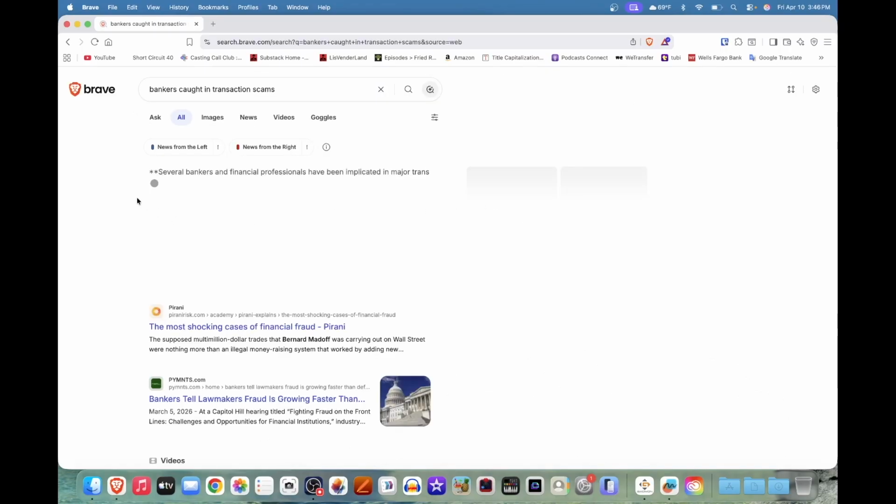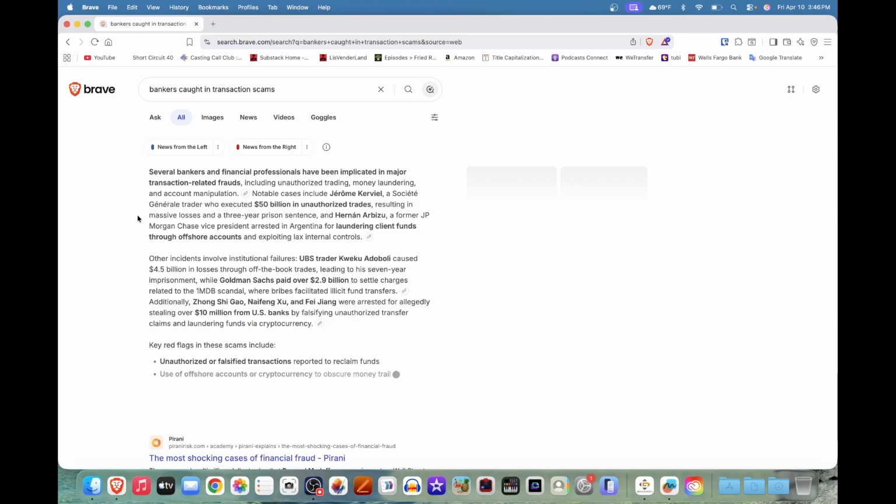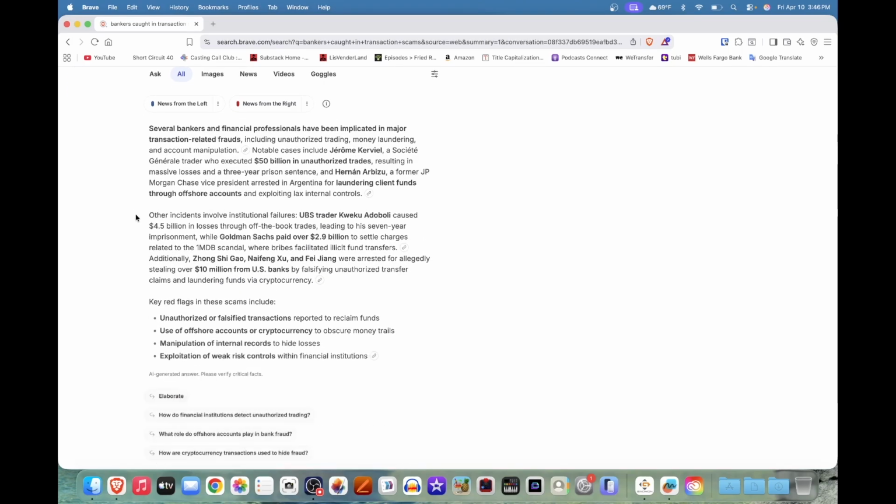Okay. Several bankers and financial professionals have been implicated in major transaction-related frauds, including unauthorized trading, money laundering, and account manipulation. Notable cases include Jerome Kerviel, who executed $50 billion in unauthorized trades, resulting in massive losses and a 3-year prison sentence. 3 years? Hernan Arbizu, a former J.P. Morgan Chase vice president, arrested in Argentina for laundering client funds through offshore accounts and exploiting lax internal controls. I like that. Lax internal controls could be it.